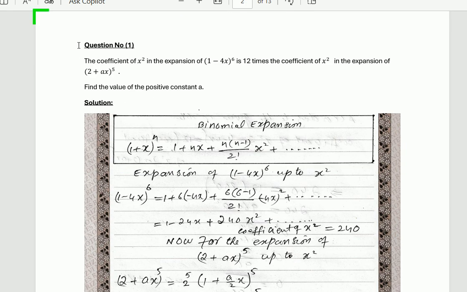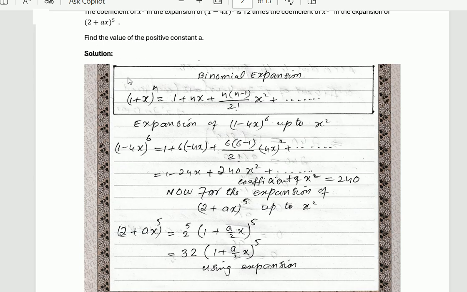Question number 1: the coefficient of x square in the expansion of (1 minus 4x) whole to the power 6 is 12 times the coefficient of x square in the expansion of (2 plus ax) whole to the power 5. Find the value of the positive constant a. Let's start the solution of the question.